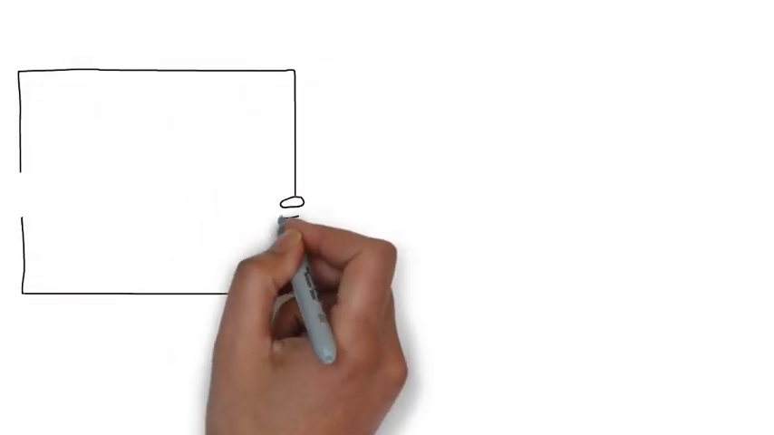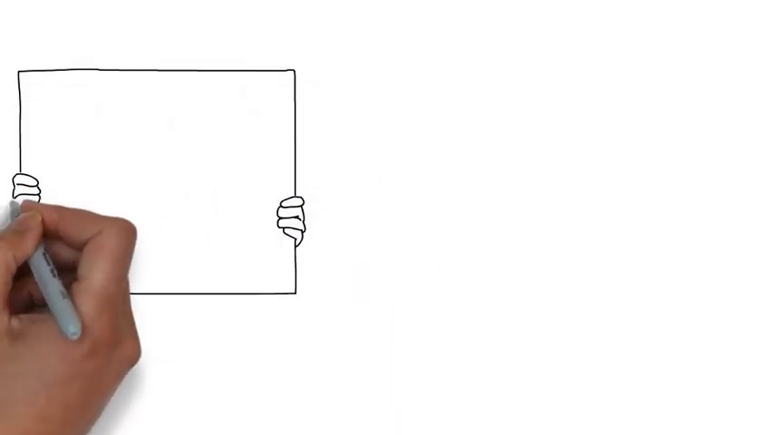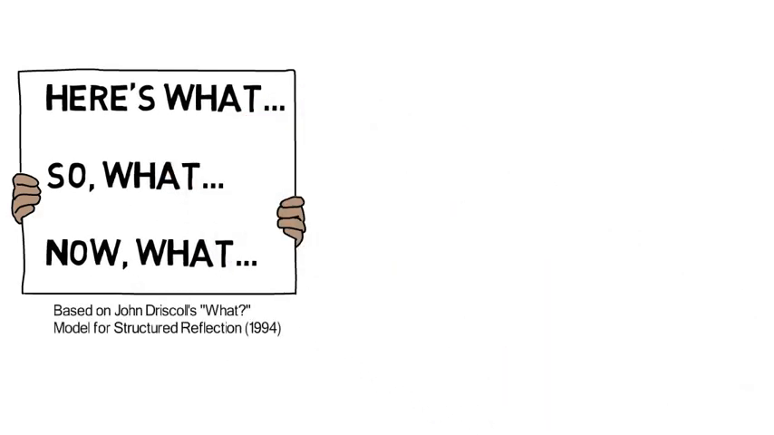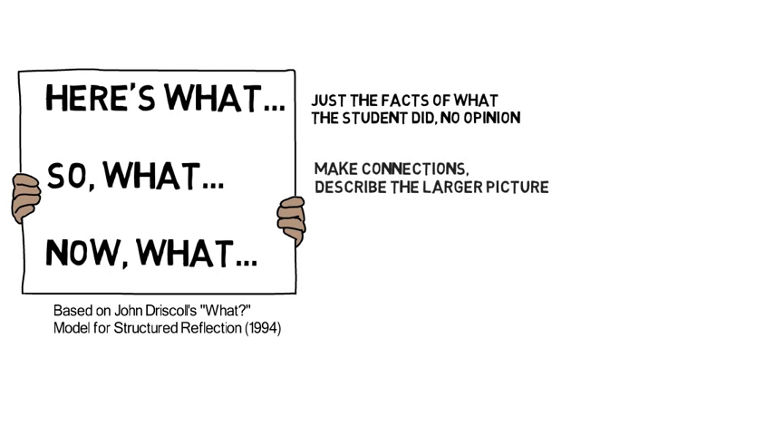Another great technique for descriptive feedback is here's what, so what, now what, based on John Driscoll's What model for structured reflection, 1994. Here's the sequence. Here's what. This just describes the cold facts without commentary or opinion, similar to the examples above. So what? The parent or teacher, or preferably the student, makes the connections and draws the larger conclusions.